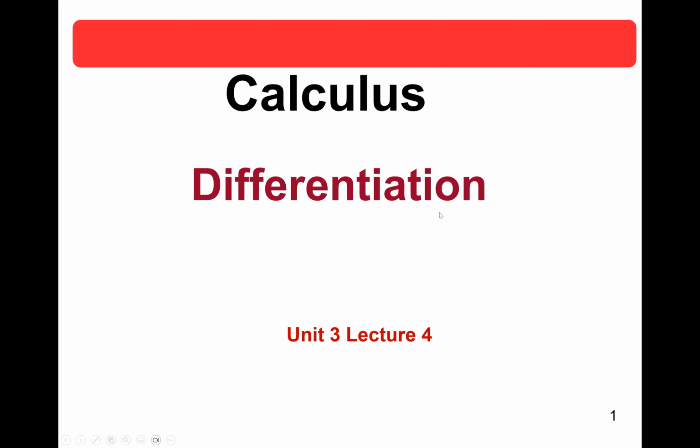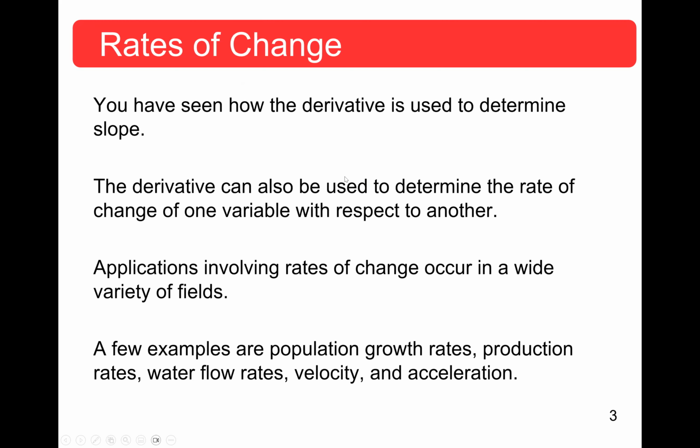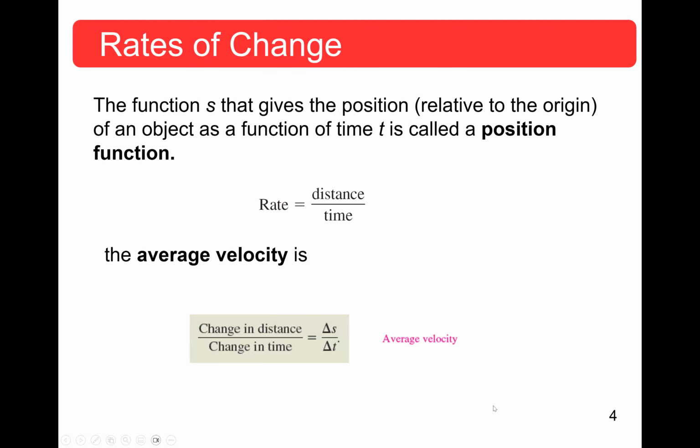In these lectures, we're going to learn how to use derivatives to find the rate of change. We have seen in our previous lectures how derivative is used to determine slope. Also, derivative can be used to determine the rate of change of one variable with respect to another. Examples of applications are population growth rates, production rates, water flow rate, velocity, and acceleration.